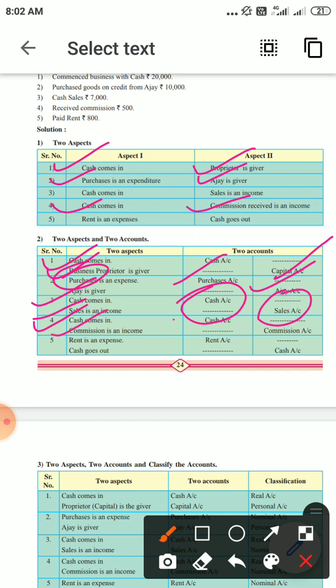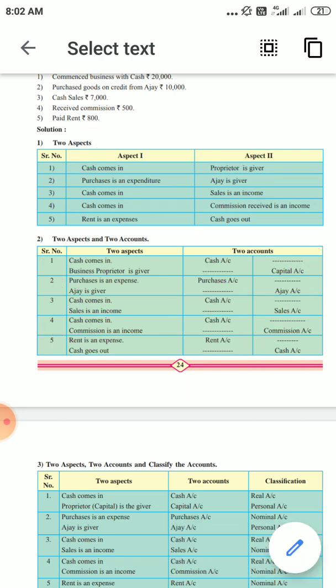Next is cash is coming in, commission received is an income. So here which two accounts are there? Cash account and commission account. Okay, next is what, rent is an expense, cash goes out. So rent is an expense, that is why rent account, cash goes out, so cash account. So these are the many accounts we have. Okay, so till today let it be this much. After that, next we will classify the accounts. Before that, if you have any doubt please let me know. Tomorrow again I will revise this problem.